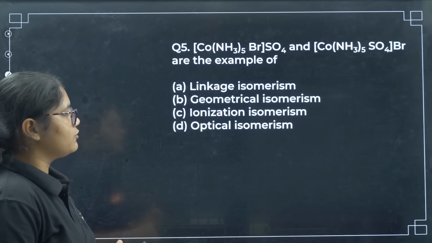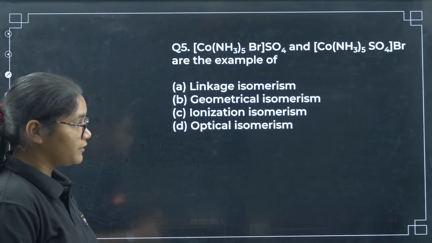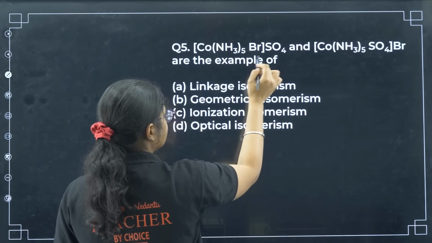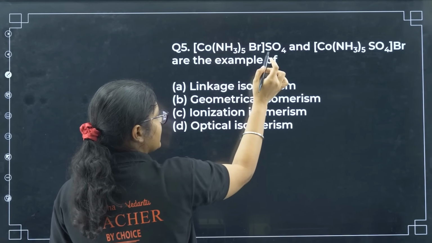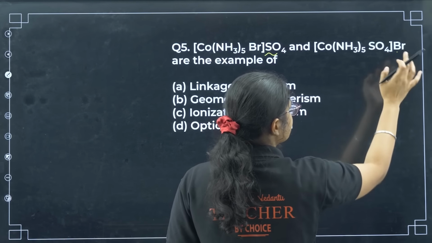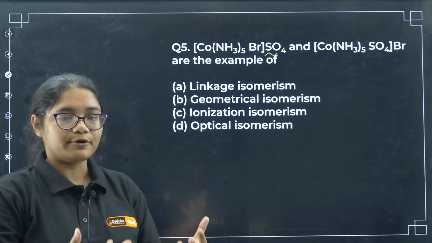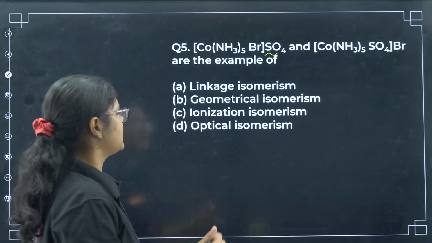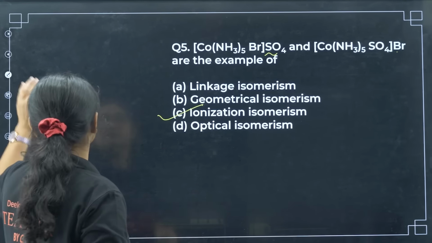Next, [Co(NH3)5Br]SO4 and [Co(NH3)5SO4]Br are examples of what? When you ionize this one, you will get this whole complex and SO4 ion. And here when you ionize, you will get this whole complex and Br- ion. So when you ionize it, you get different ions. That is why this is an example of ionization isomer.